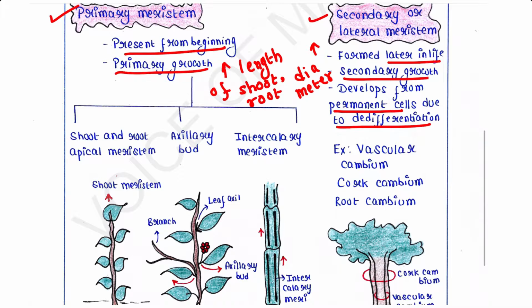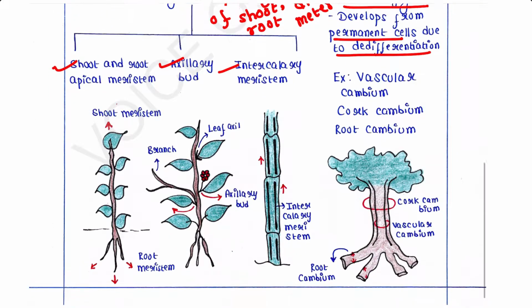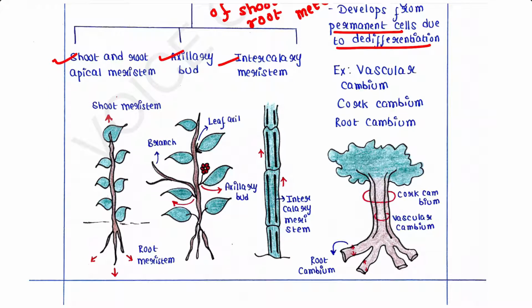Now primary meristem is further divided into shoot and root apical meristem, axillary bud and intercalary meristem. So shoot and root apical meristems occur at the tips of shoot and root.